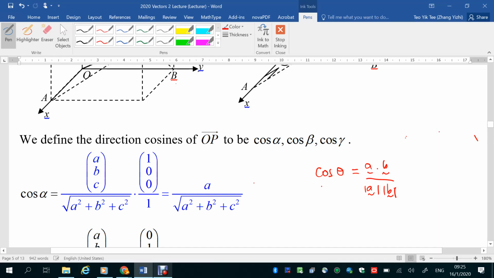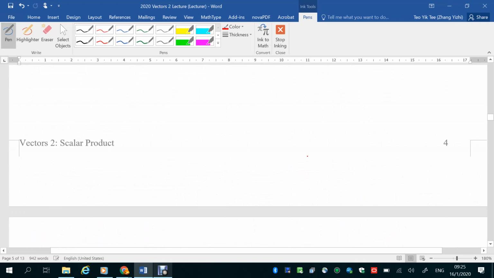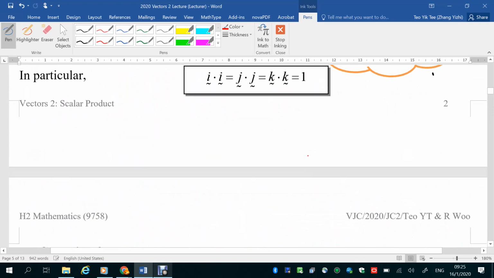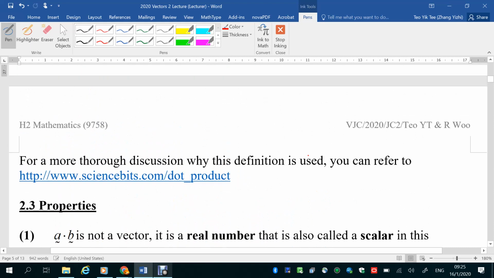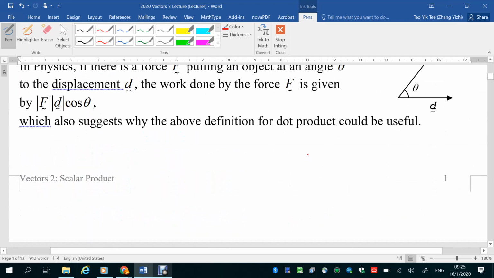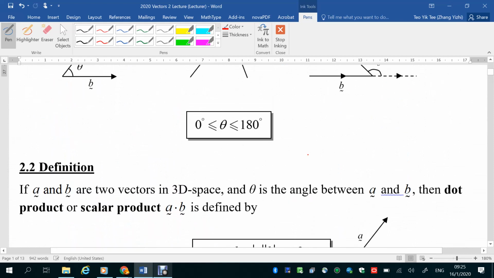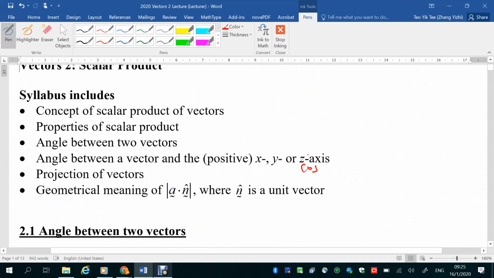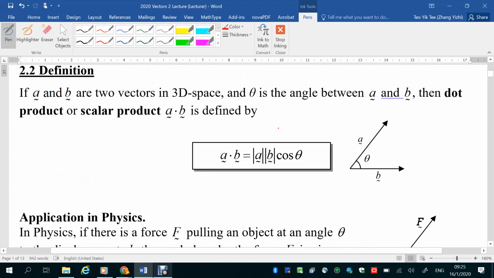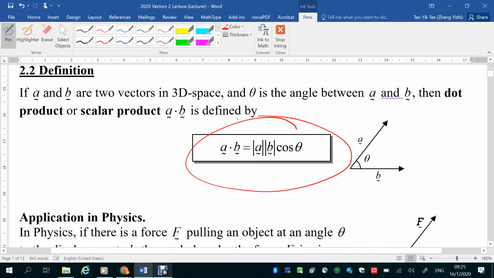To recap what you did last lecture, I introduced to you the dot product. Can you remember? Can the dot product be proven? It's a result, or a definition, that cannot be proven. So please remember: A dot B equals magnitude A multiplied by magnitude B multiplied by cosine theta. This is your dot product formula.